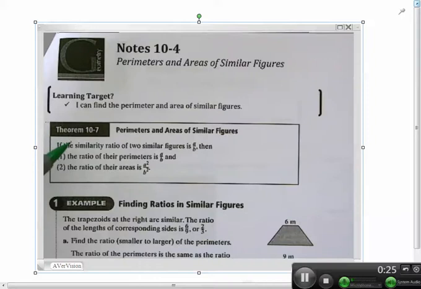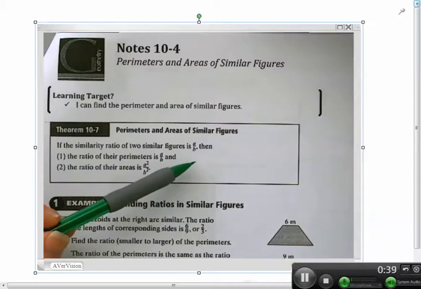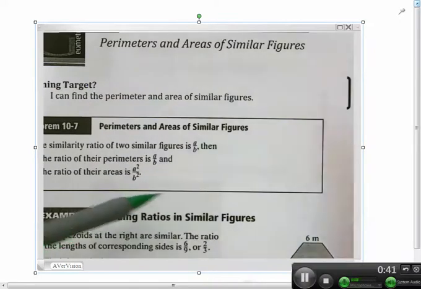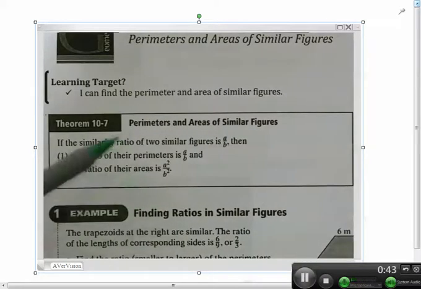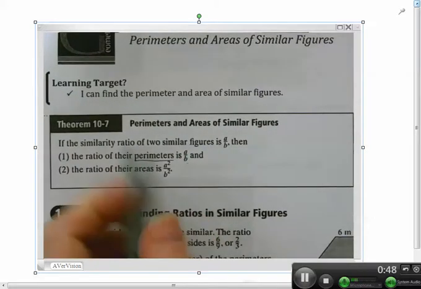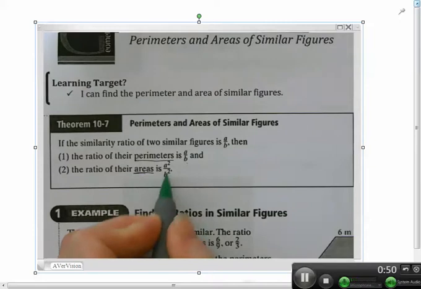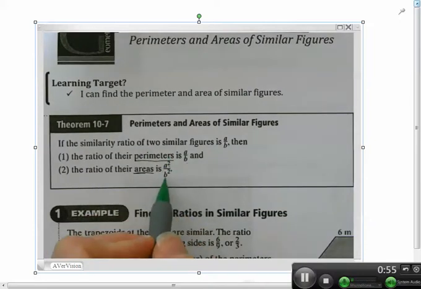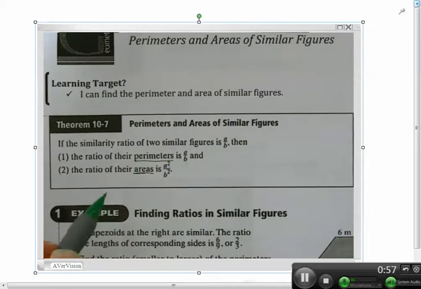This box, Theorem 10.7, is really going to be the key to this lesson. There are two things you need to really know and highlight here. The similarity ratio of two similar figures, if it is A to B, then the ratio of the perimeters is still going to be A to B. And the ratio of the areas will be A squared to B squared. Those are the two key things that we need to know. And let me show you how that works.